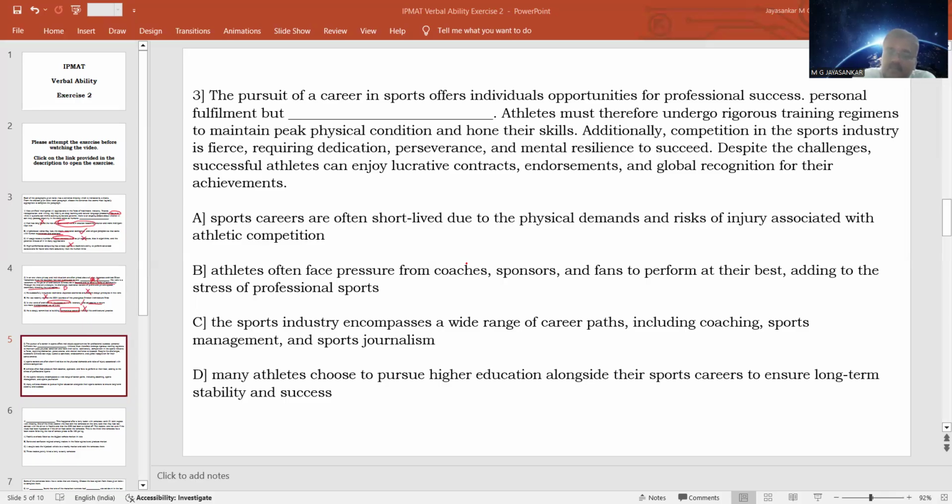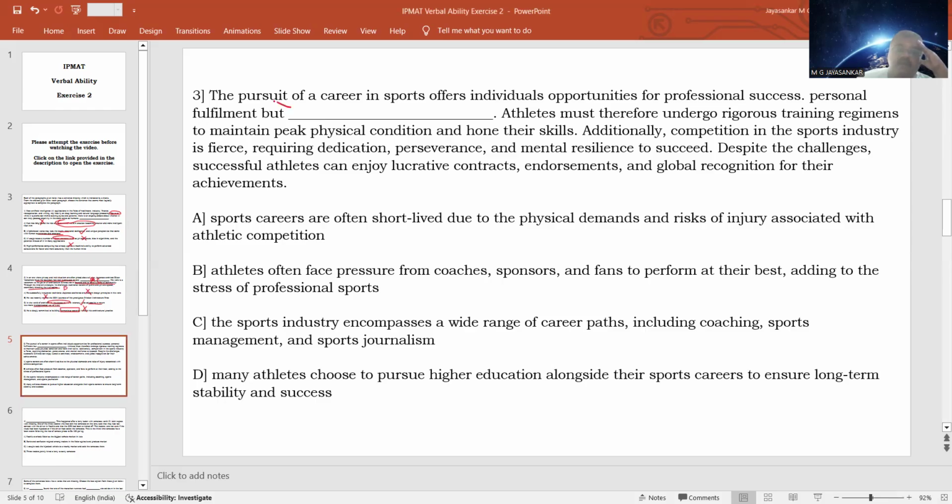And even though there are challenges, if you are physically and mentally dedicated and fit, you will be finding success. You will get a lot of money, contracts, etc. So all those things are stated here. Now you have to find a statement, or rather a phrase. It is not a full sentence. It is a phrase that you have to find that is coming after the but.